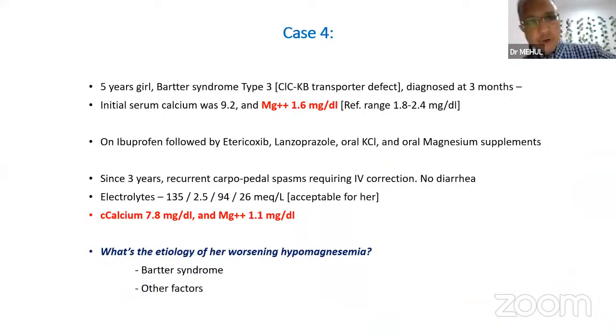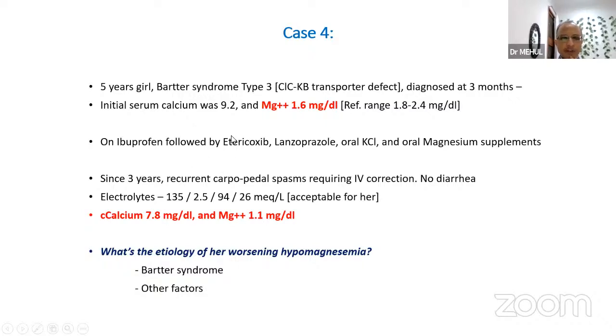Moving on to case 4, this is a 5-year girl with Bartter syndrome, confirmed to be type 3 due to chloride channel KB transporter defect, diagnosed at 3 months of age. Her initial calcium was 9.2. Magnesium was mildly reduced at 1.6 milligram per deciliter. She was initially managed with oral ibuprofen.